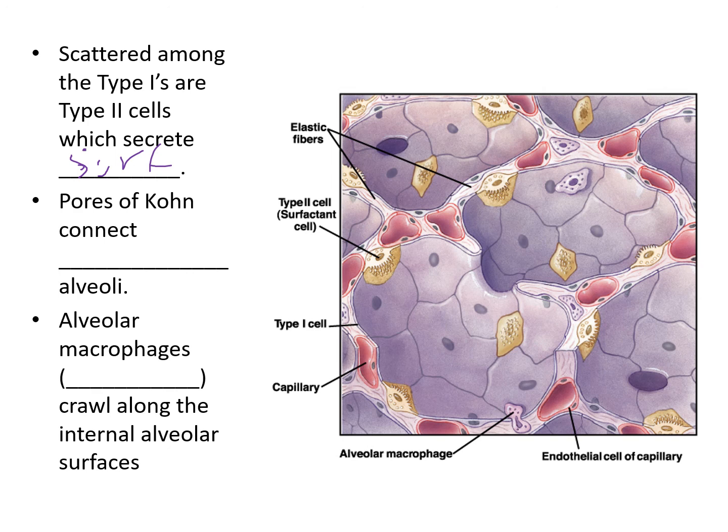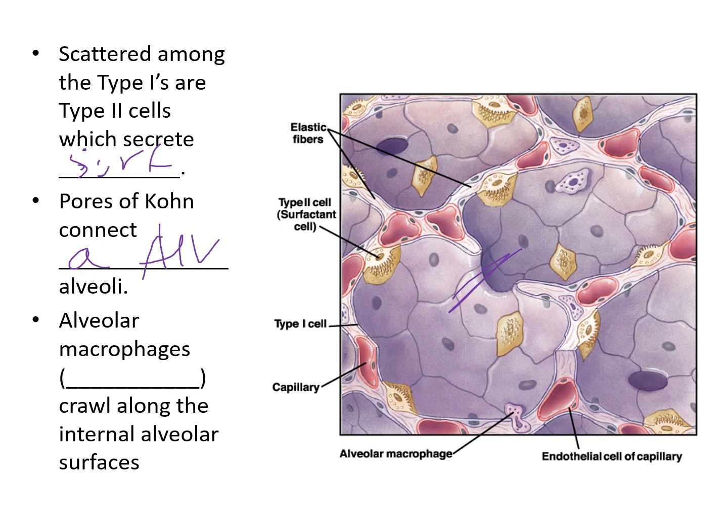Surfactant is surfactant. The surfactant is ultimately what is going to be in there that helps reduce surface tension and keep the alveoli open. You also have the pores of Kohn that connect adjacent alveoli, so that would be adjacent alveoli there. And then I just put adjacent alveoli in there. That's what I put there.